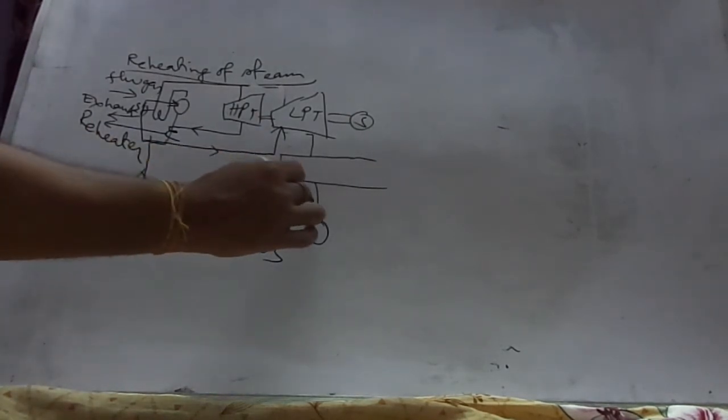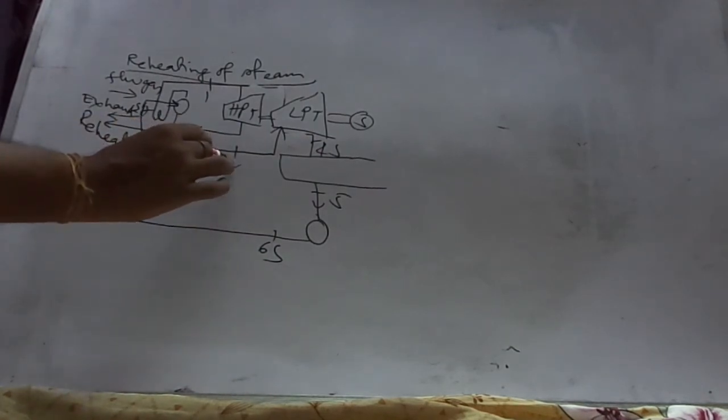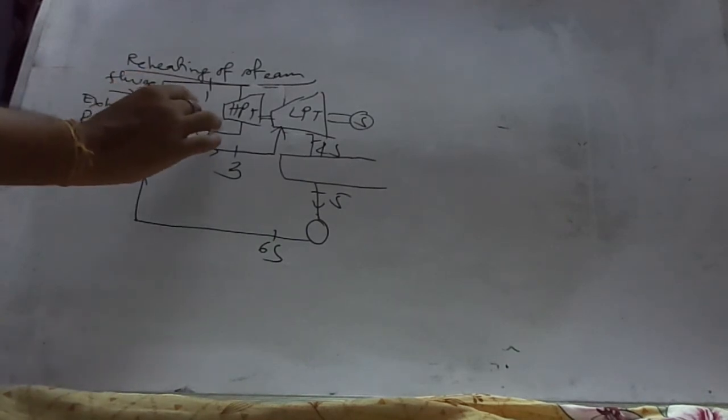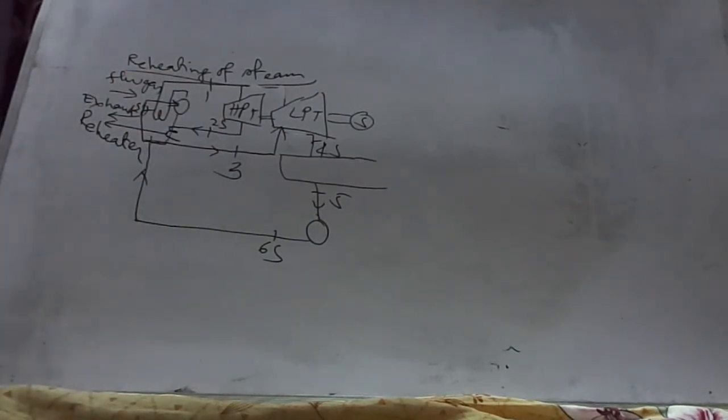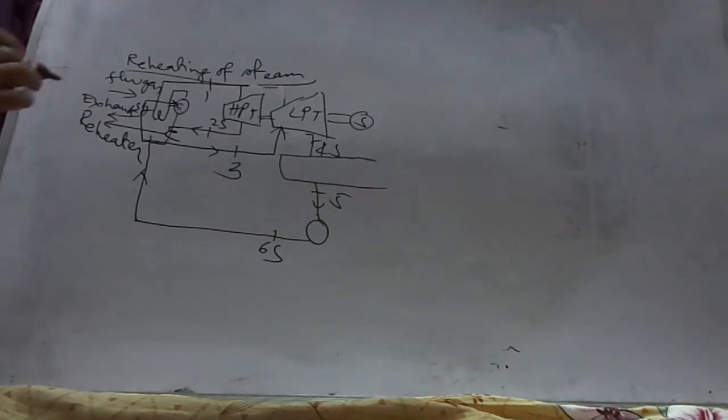So that is the 6s, that is the 5, that is the 4s, turbine, HPT, LPT, that is the 1. And that is the A and B. Like that, and that is the part 3. That is the 2s, and this one is the boiler.